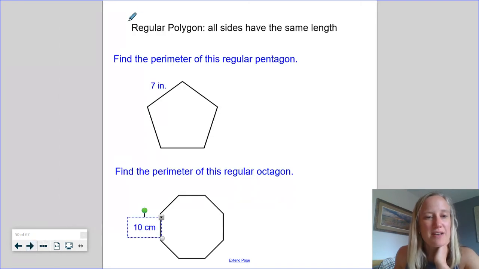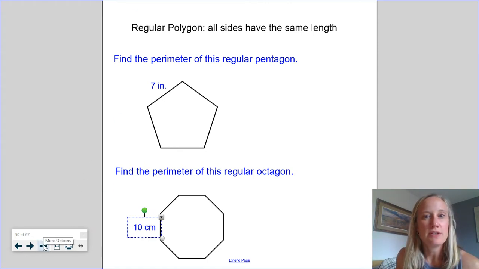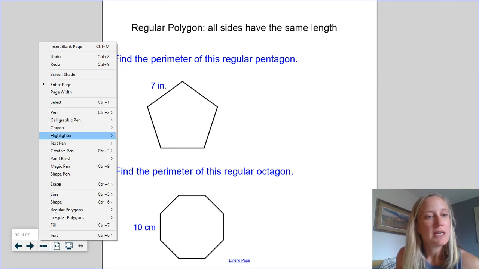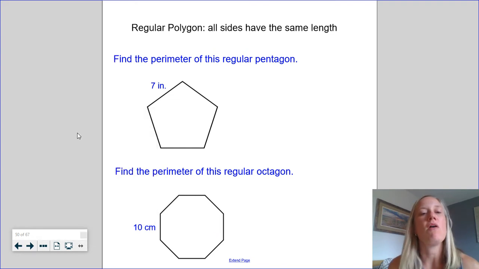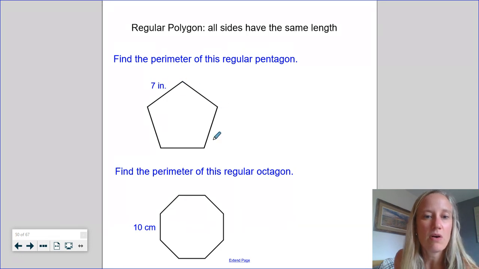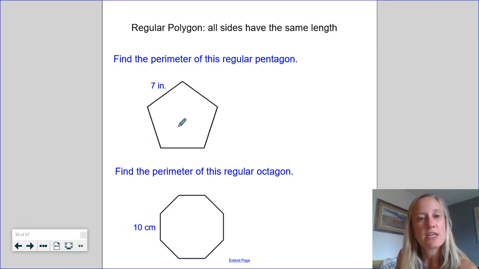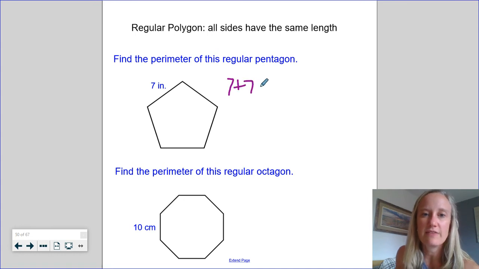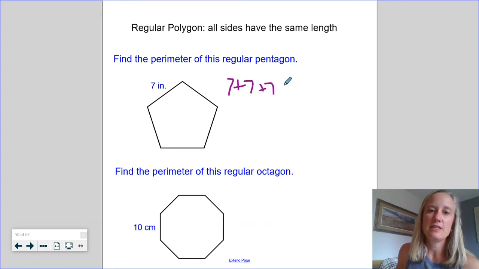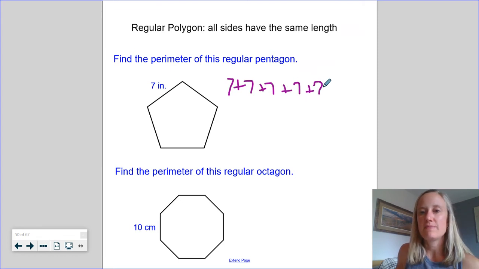Okay, so let's practice with a couple of other regular polygons, shall we? So this is a regular pentagon. You might remember that a pentagon has 5 sides. And since it's a regular pentagon, what that means is that all the sides are the same length. So if this is 7, what are all these sides going to be? They're also going to be 7 inches. So to figure out the perimeter, I'm going to do 7 plus 7 plus 7 plus 7 plus 7.